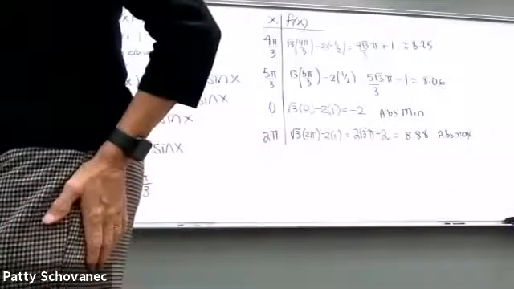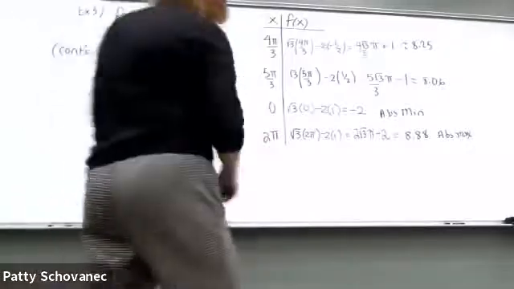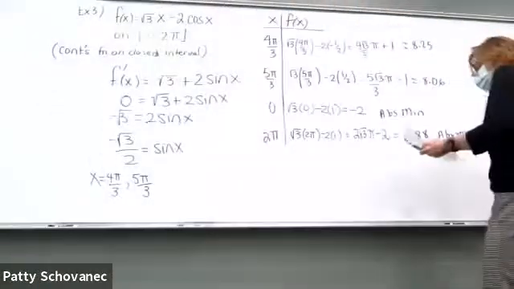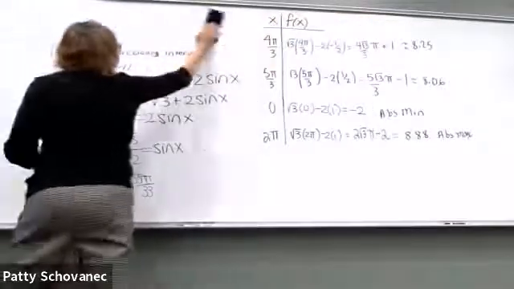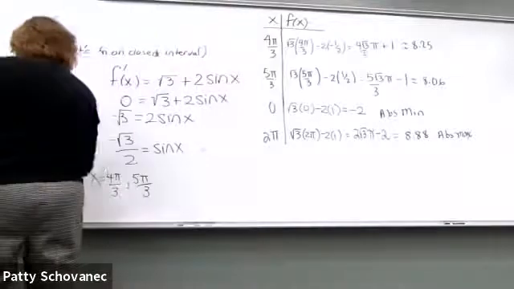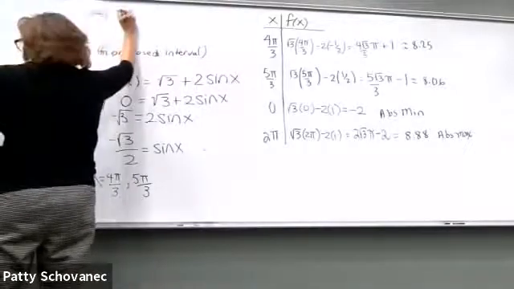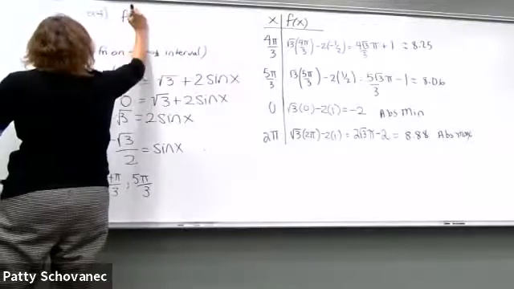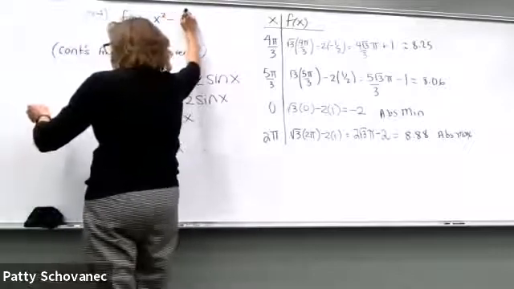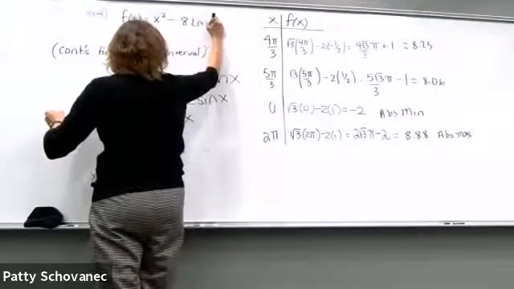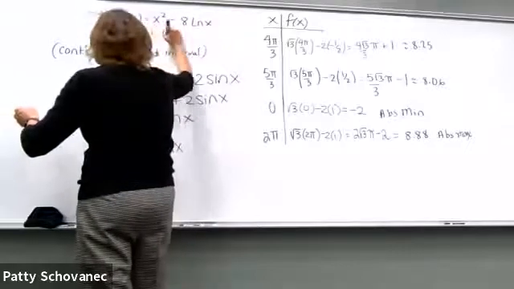Okay, got another one here. We've got a logarithm with it. Let's do the same. So f of x is equal to x squared minus 8 times the natural log of x on the interval from 1 to 4.